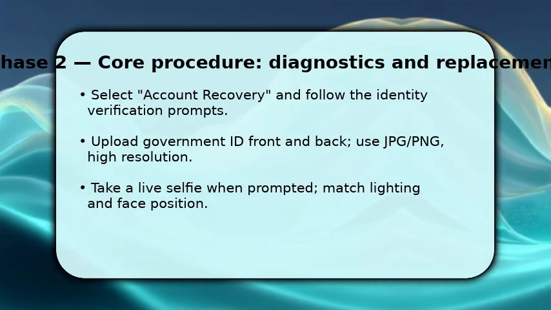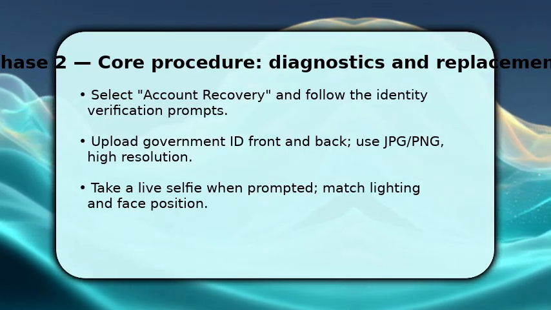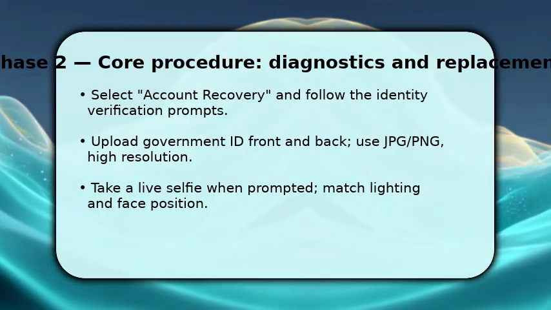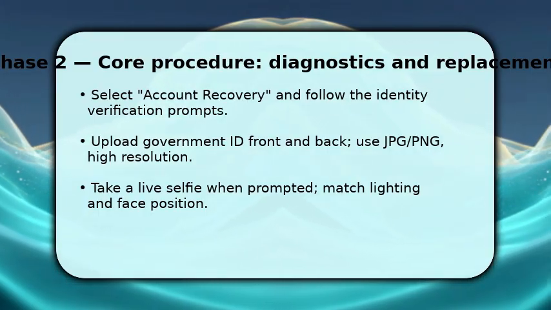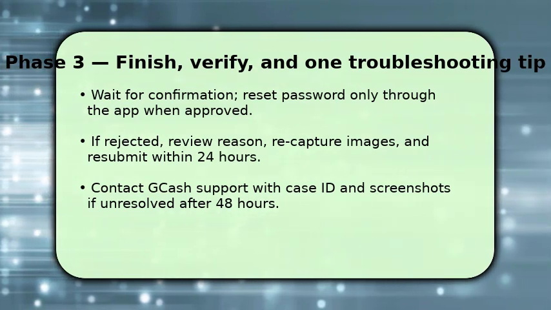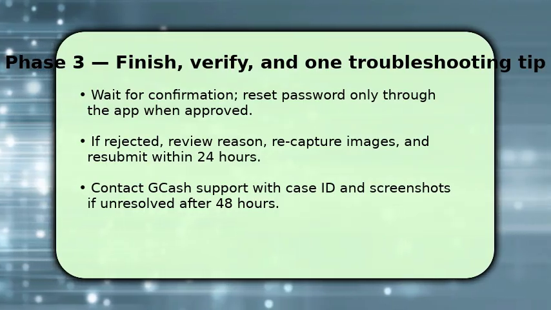Once uploads complete, review each image then tap Submit. The system will process. Expect an initial response within minutes, but it can take longer. Complete the process by following the approval instructions you receive. If the verification succeeds, you will get a prompt to set a new MPIN or password. Create a strong, memorable one and store it securely.